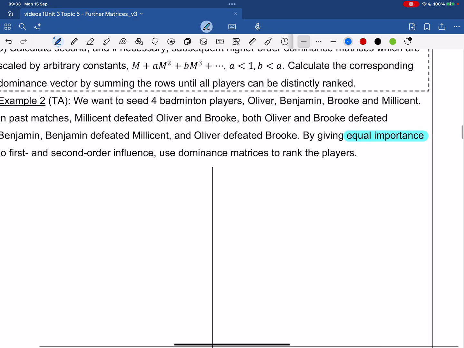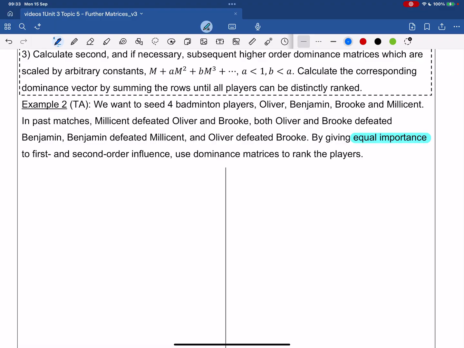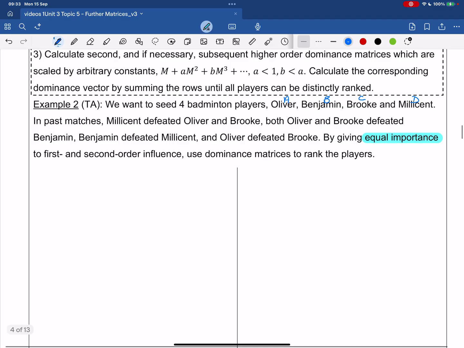So the first thing we're going to need to do is assign variables to each of these players. So let's give Oliver an A, Benjamin a B, Brooke a C, and Millicent a D. And so that means D defeated A and C, Oliver A and C defeated B, Benjamin defeated Millicent, so B defeated D, and A defeated C. It's probably a good idea to draw a digraph to help us to understand this.